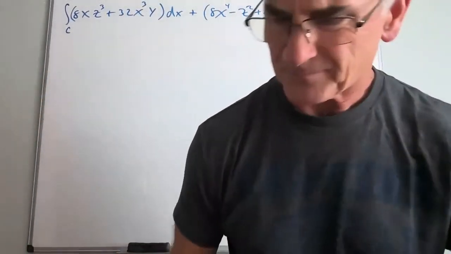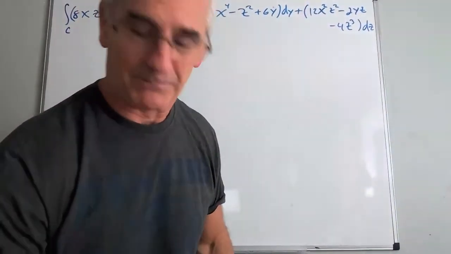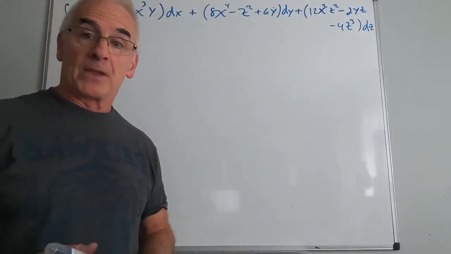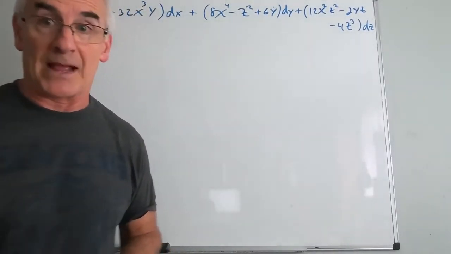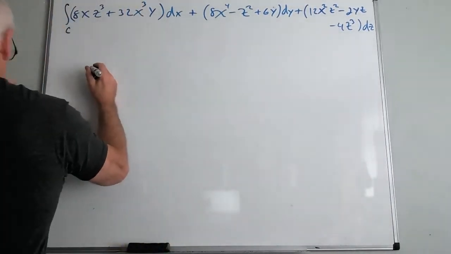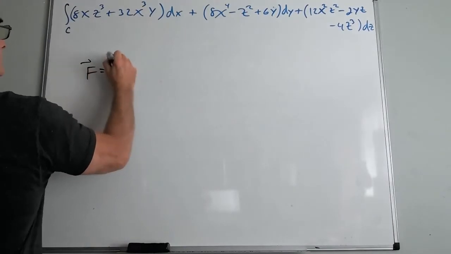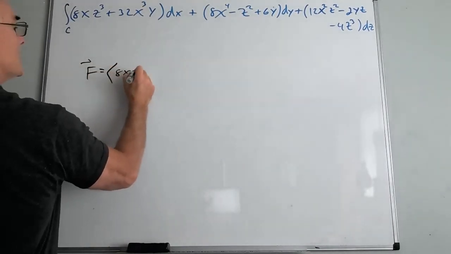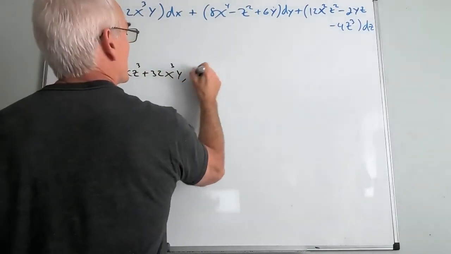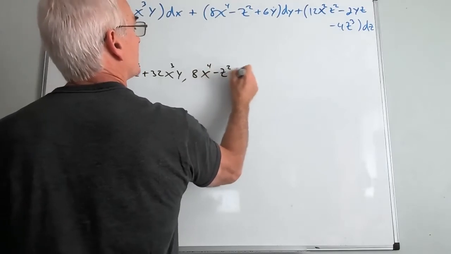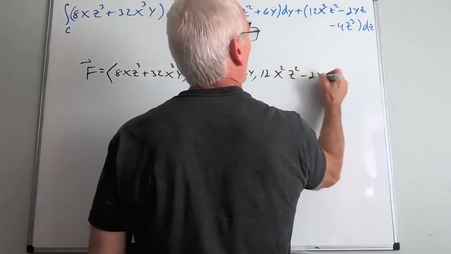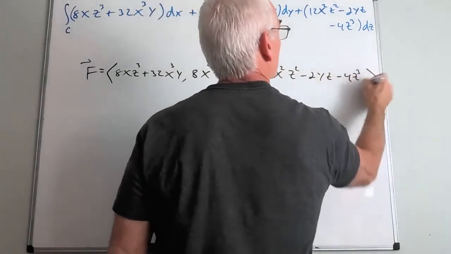Because to be quite honest, I don't want to parameterize this. This would be a nightmare. There's way too much going on here. But if this integral is not path independent, then I don't have any other way of doing this problem. So let's start by writing down the force vector. That would be 8x z cubed plus 32x cubed y, 8x fourth minus z squared plus 6y, 12x squared z squared minus 2yz minus 4z cubed.